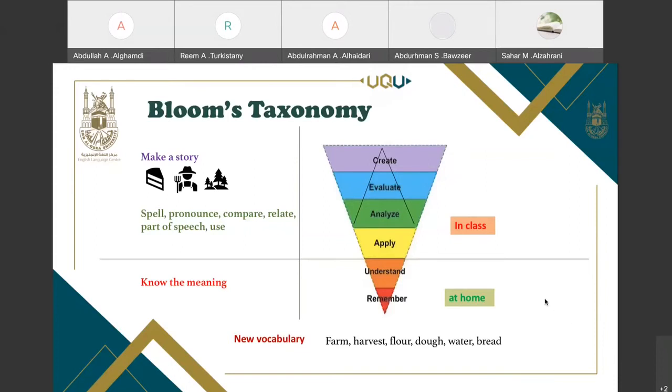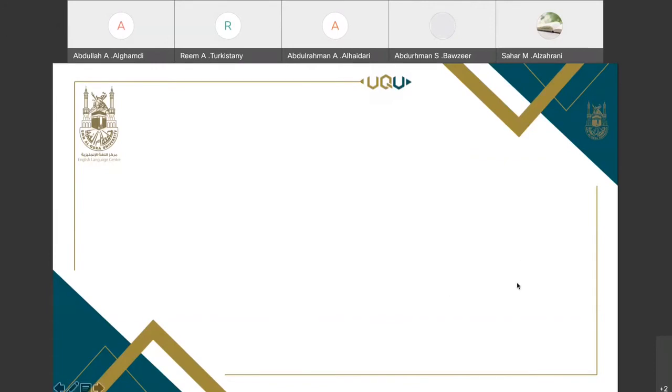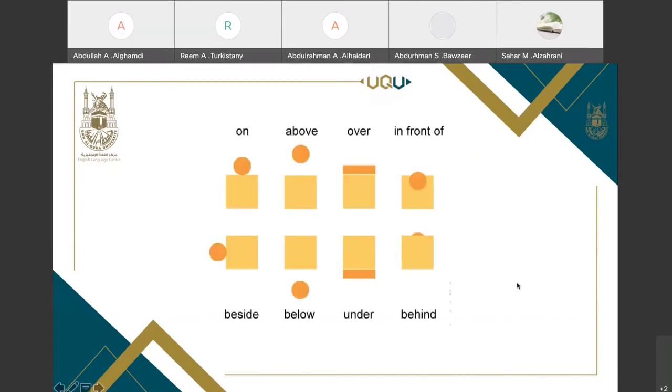Okay, this is an idea of how to flip the classroom. Another example. Suppose my lesson tomorrow is about prepositions, in, on, under, over, above, whatever they are. Is it a big deal to make students know what is the meaning of on, above, over, or in front? I don't think so. Sending them a video about this will make them just understand.